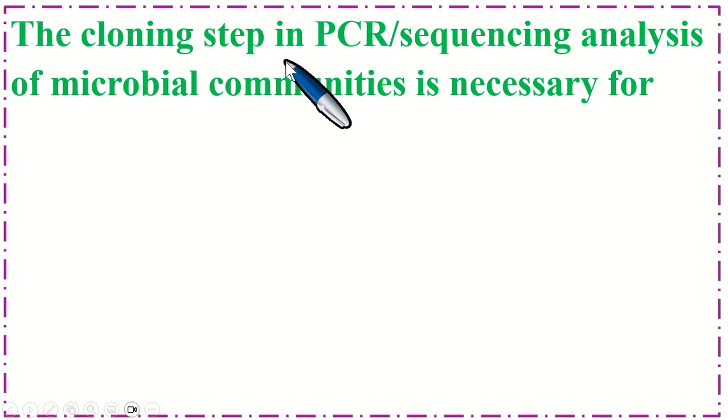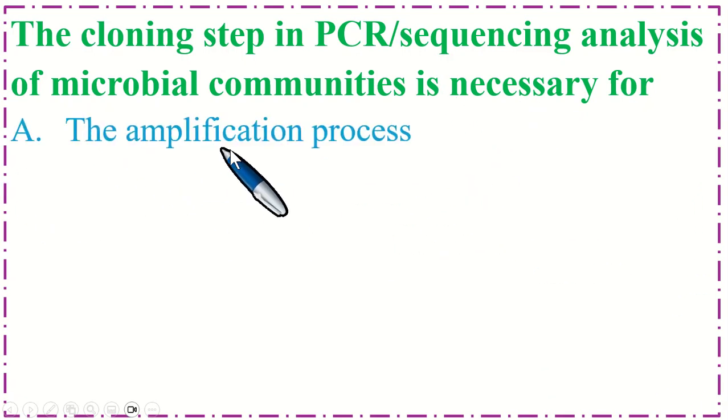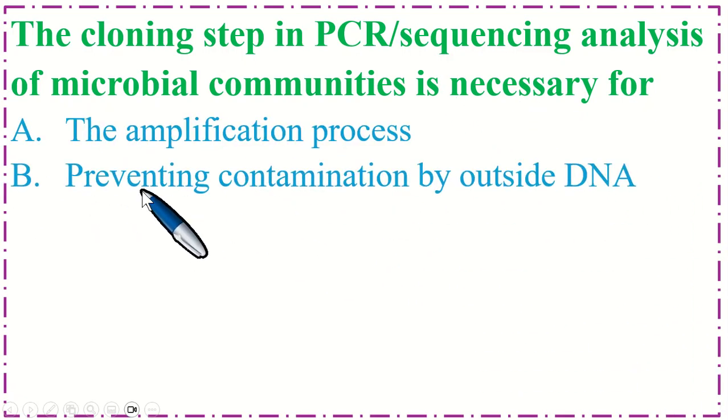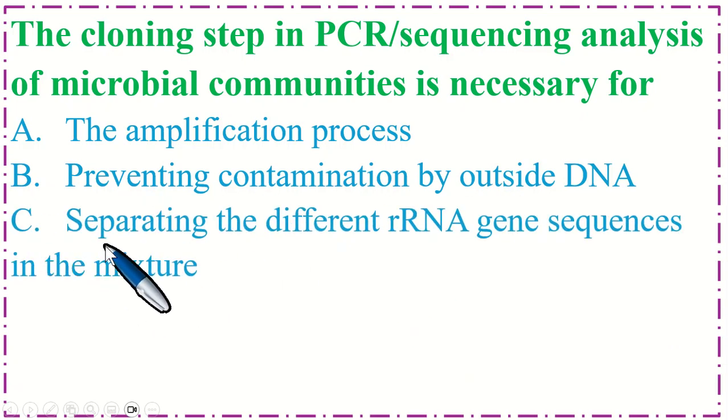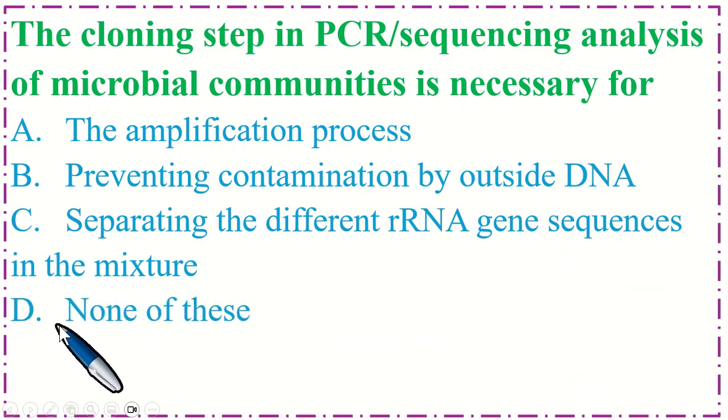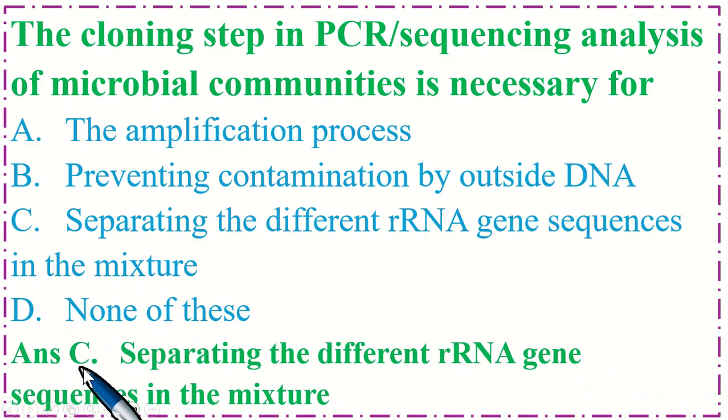The cloning step in PCR sequencing analysis of microbial communities is necessary for option A the amplification process, B preventing contamination by outside DNA, C separating the different rRNA gene sequences in the mixture, and option D none of these. So the correct option is C, separating the different rRNA gene sequences in the mixture.